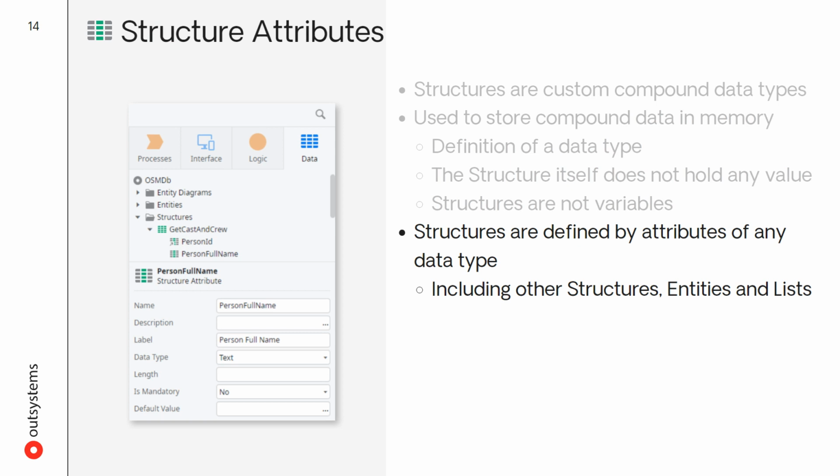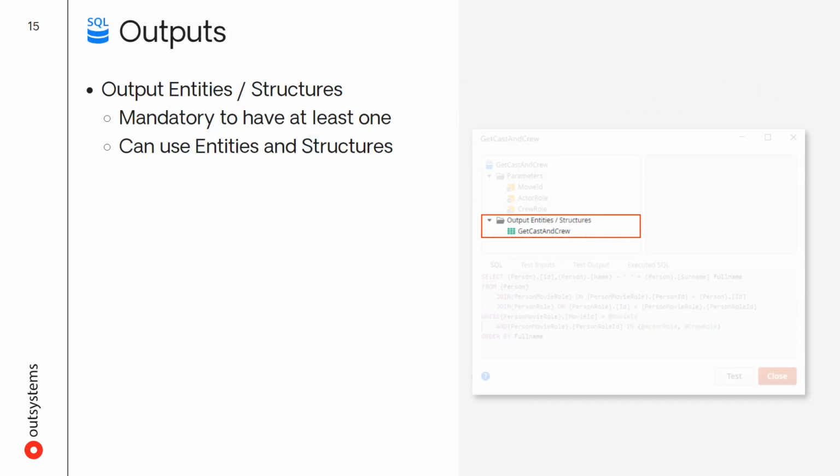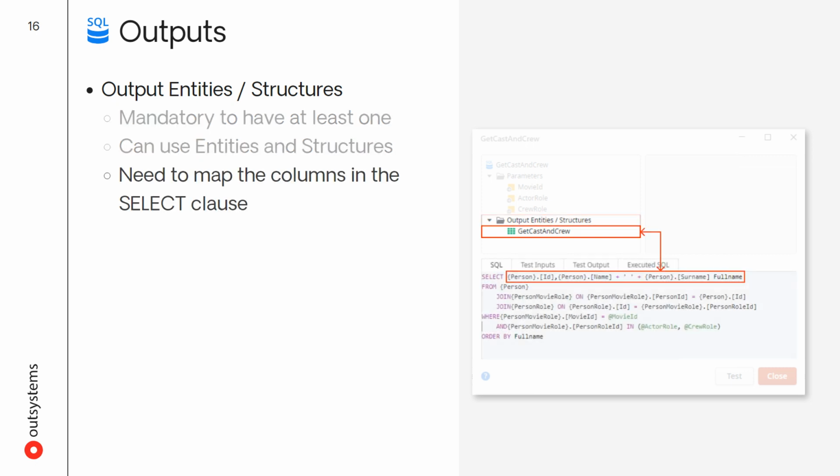Let's go back to the SQL tool and its outputs. Besides defining the input parameters and the SQL query, it is also required to set the output entities and structures. It is mandatory to set at least one output structure or entity. These output entities and structures must map to the query output, that is, the select part. If we are doing a query with a set of columns as in a select clause, then the output has to have the same number of columns, and the data types must also match.